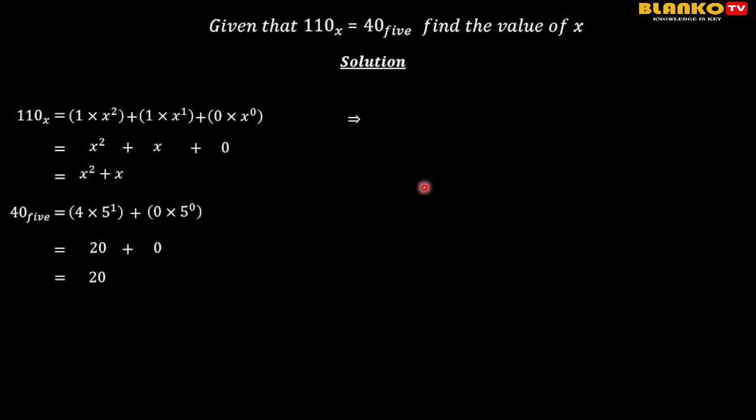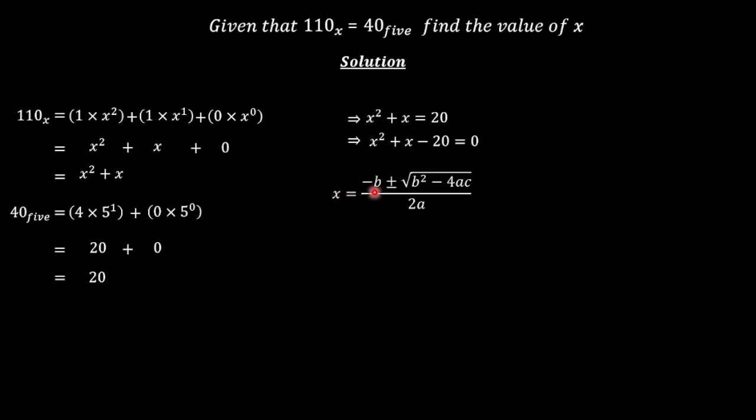Alright, so the expression now becomes x squared plus x equals 20. I hope you are following. Let's group the terms to one side and equate it to 0 so that it becomes a quadratic equation. So we have x squared plus x minus 20 equals 0. This is a quadratic equation, and we are going to use the quadratic formula to solve it. The quadratic formula is x equals negative b plus or minus the square root of b squared minus 4ac, over 2a.